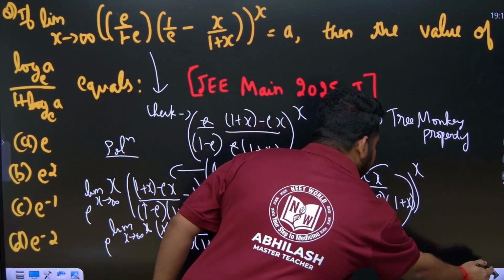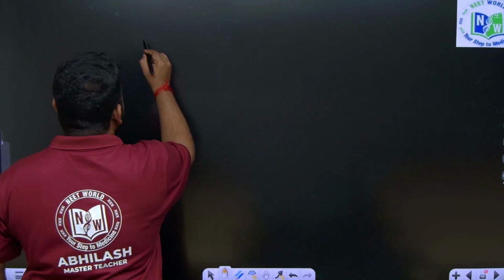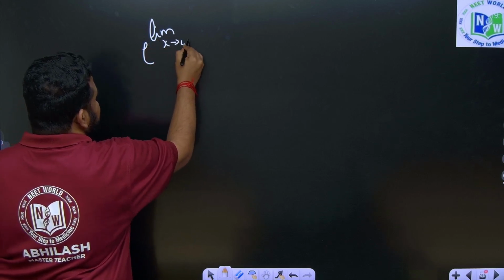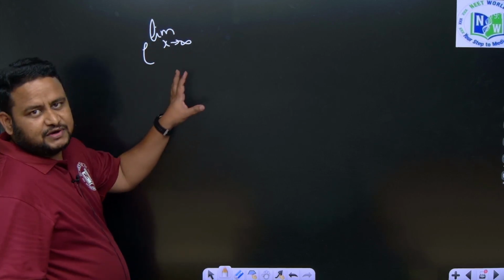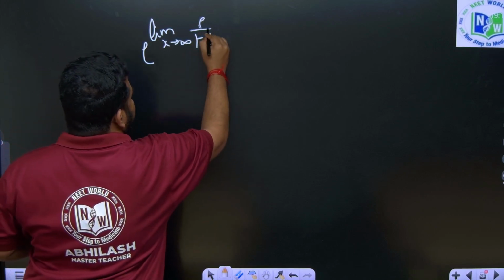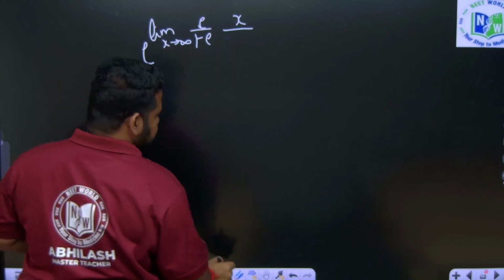I am left with what? e power limit as x tends to infinity. What is the constant value I have? I have e by 1 minus e, into x, and divided by what? I have e by 1 minus e, which is nothing but a constant. See here, friends, this is constant. e by 1 minus e is constant.